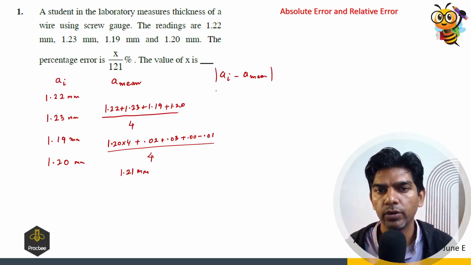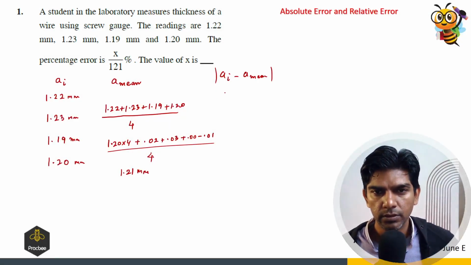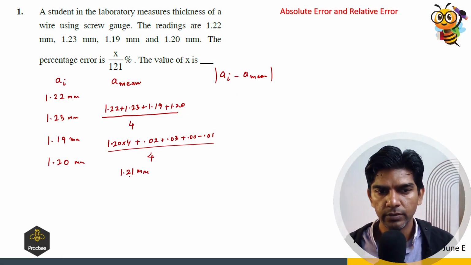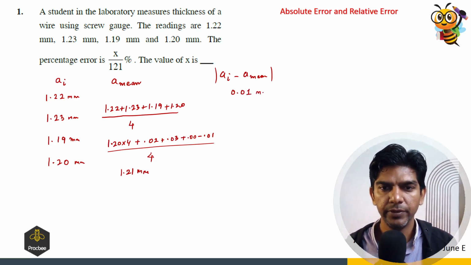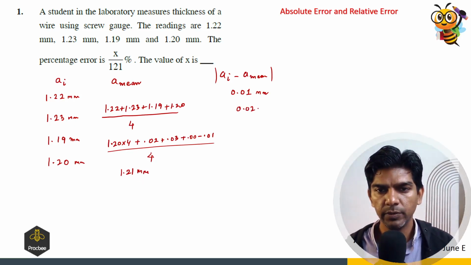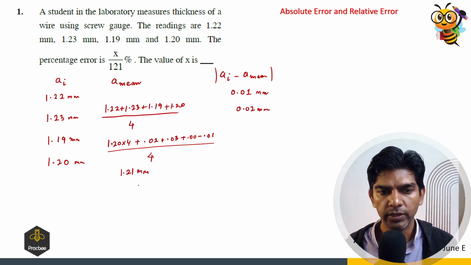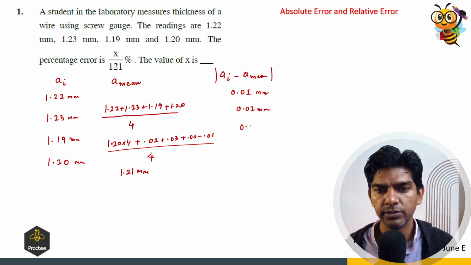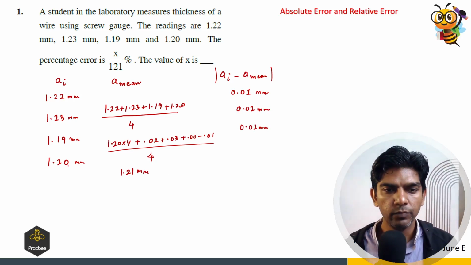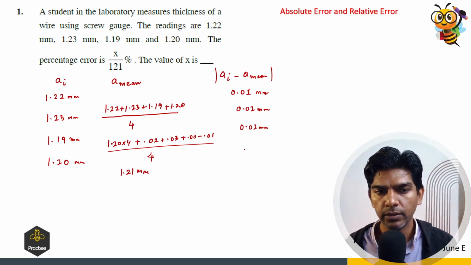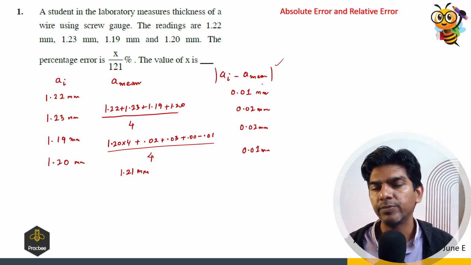If I take the modulus of that, the difference of 1.22 with 1.21 will be 0.01 millimeter, and again 1.23 minus 1.21 will be 0.02 millimeter. 1.19 minus 1.21 will be 0.02 millimeter, and 1.20 minus 1.21 will be 0.01 millimeter. Now that is known as the absolute error. These are the absolute errors in individual observations.